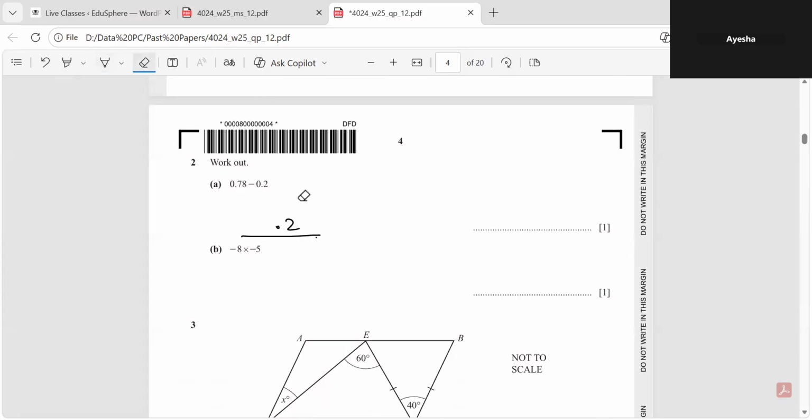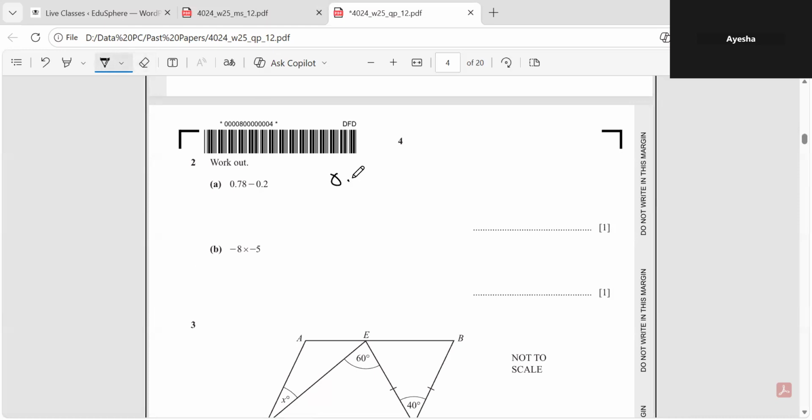Just to use the space here so I can do it properly. So I'm writing 0.78 minus 0.2. I'm going to put 0 myself, and then it will be 8 minus 0, which is 8, 7 minus 2, which is 5, and 0 under 0, so it's 0.58. The next is 8 5s are 40, and minus minus is plus, so it will be plus 40. So here it's only 40, because when we multiply, it's plus 40.